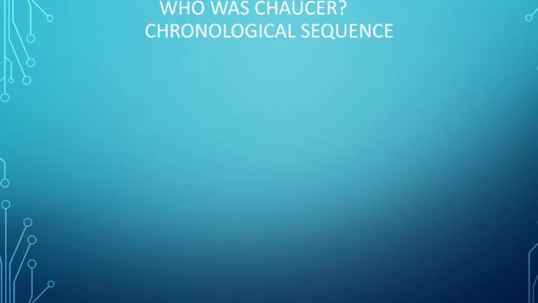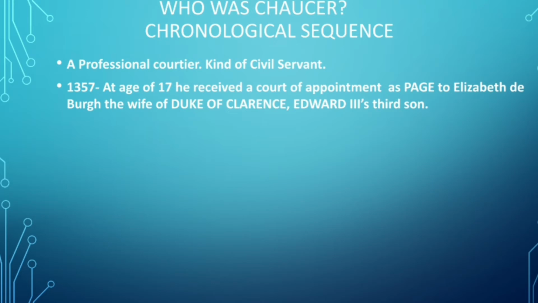In chronological sequence, so that it becomes easy for you to remember. He was a professional courtier, a kind of civil servant. In 1357, at the age of 17, he received a court appointment as page to Elizabeth de Burgh. Right?